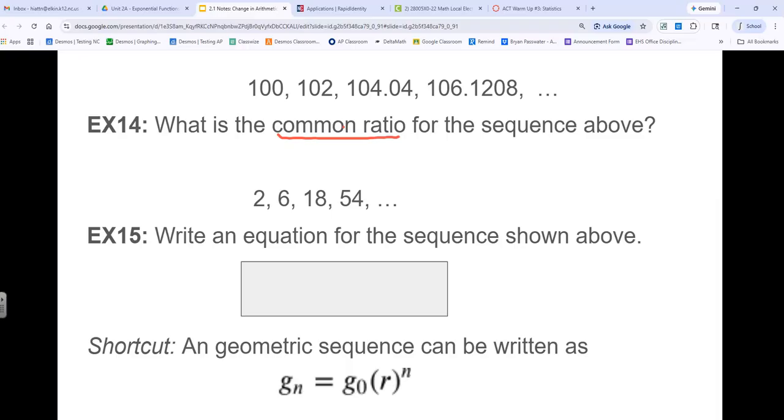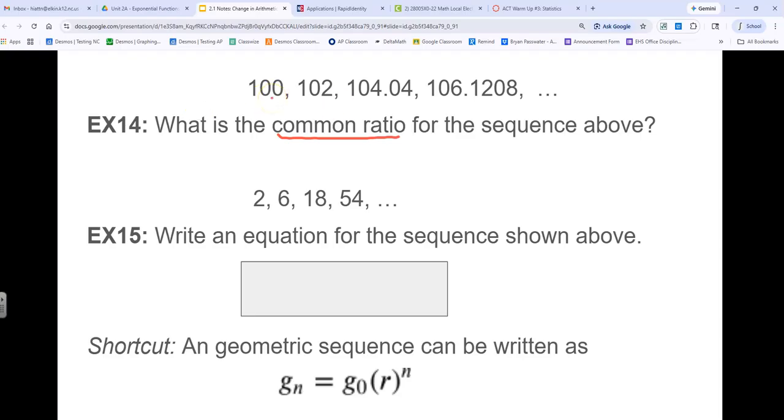Not immediately clear what number that is, but if I look at 15, what number are you multiplying by for number 15? You're multiplying by 3. 2 times 3 is 6. 6 times 3 is 18. 18 times 3 is 54, right? So sometimes it's very easy to see the common ratio.